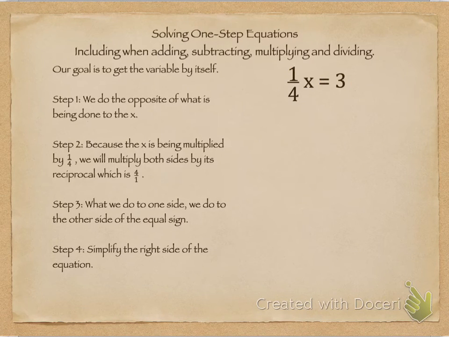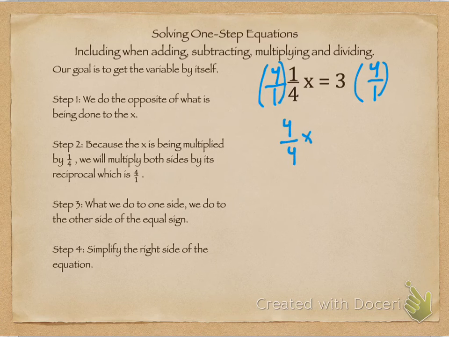Now here we have x being multiplied by a fraction, in this case 1 over 4. The best way to solve this is to multiply both sides by its reciprocal. So we would multiply by 4 over 1. The reciprocal is basically reversing or flipping the numerator and the denominator. When we simplify, we get 4 over 4x equals 12 over 1. This can now simplify to becoming just 1x, or just x, equals 12.